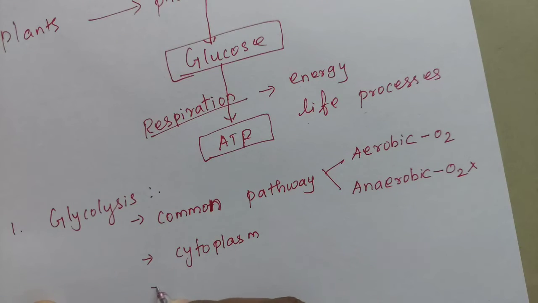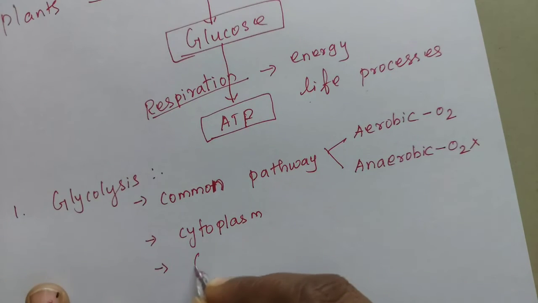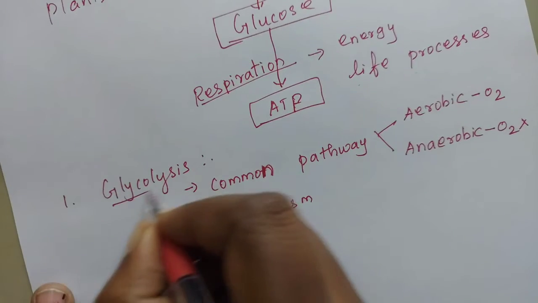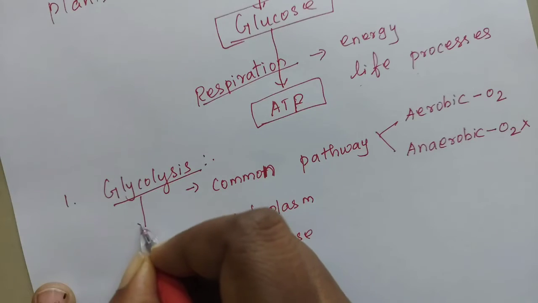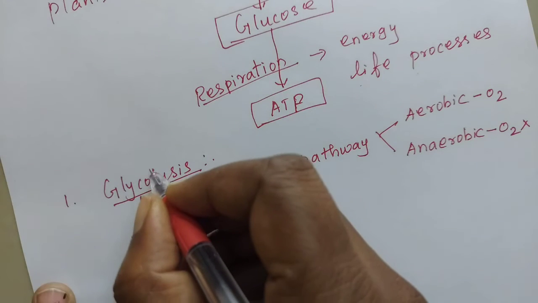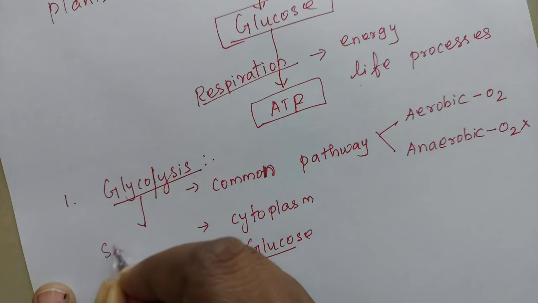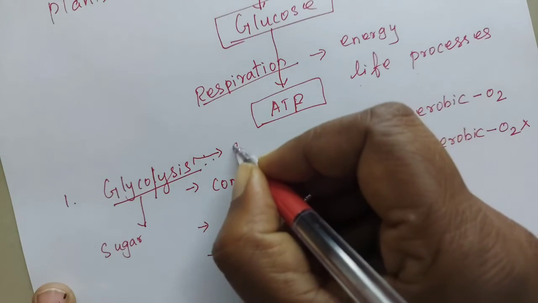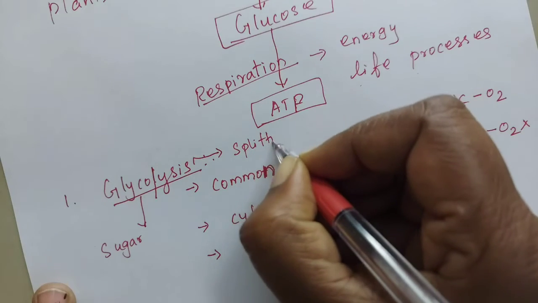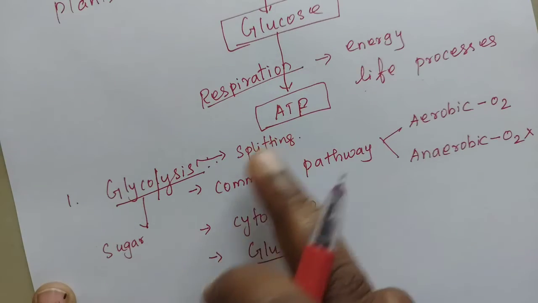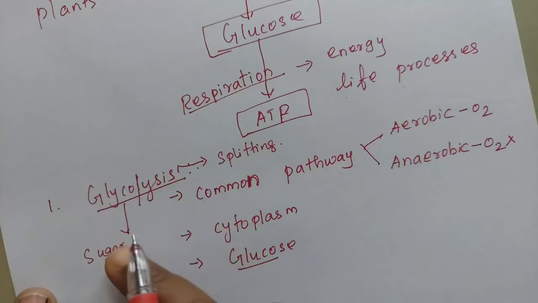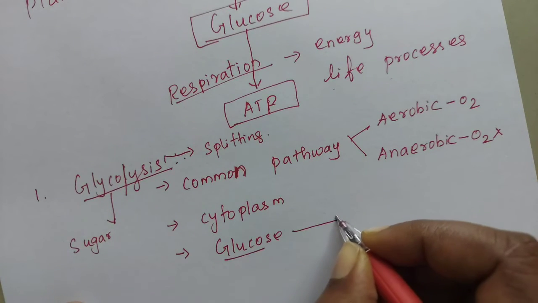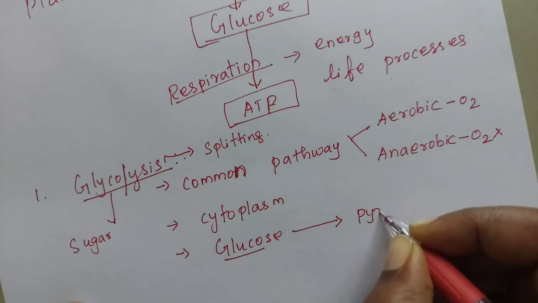As a result of glycolysis, what happens? There is a breakdown of glucose. The word glycolysis gives the exact meaning. What is this process? Glyco represents sugar and lysis represents splitting. The splitting of sugar molecule is known as glycolysis. So glucose is actually broken down into pyruvic acid.